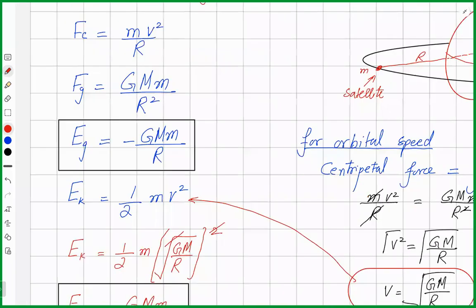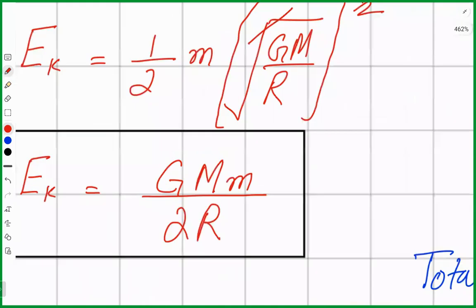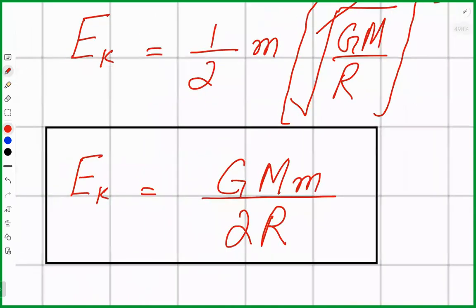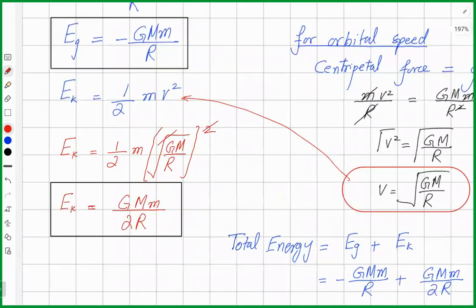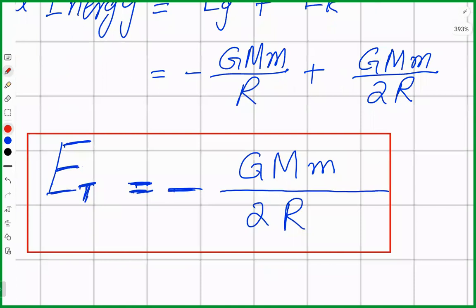So what happens to kinetic energy? If R increases, what happens to kinetic energy? It is a straightforward positive relation, very much like everything you've been doing till now. If R increases, kinetic energy decreases because R is in the denominator. Simple.